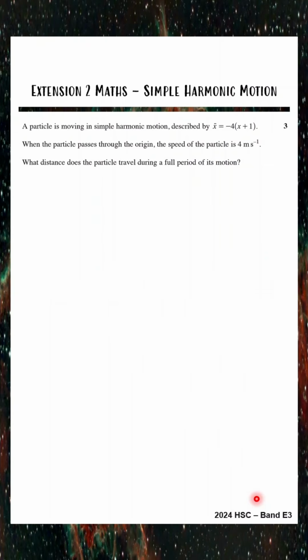We have a particle moving in simple harmonic motion and its acceleration is given by minus 4x plus 1. Now, whenever we see the acceleration of an object in SHM, we know it looks something like this. This is our standard form for acceleration in simple harmonic motion. So comparing this with this, I can see that my n is going to be 2 and my c is going to be minus 1. Now, n relates to your period and c tells you your center of motion.